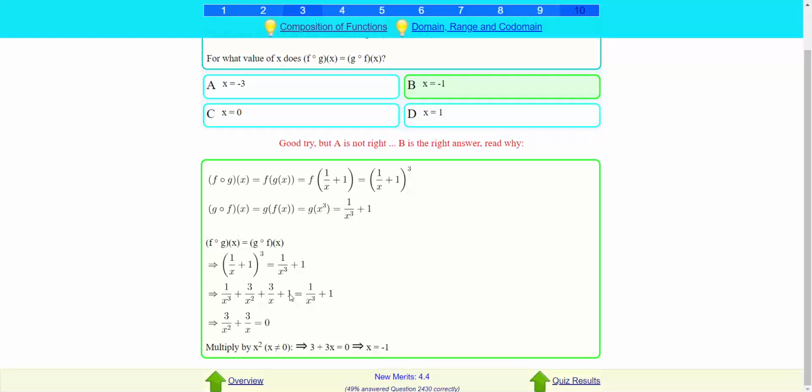Then you eliminate the ones here, you get rid of the ones, and then you also get rid of the x3. One eliminates the other. You'll be left with 3x over x squared plus 3 over x equals 0. If you get rid of the x squared, you will end up with 3 plus 3x, because x squared out of x is actually 3x. And that's it.